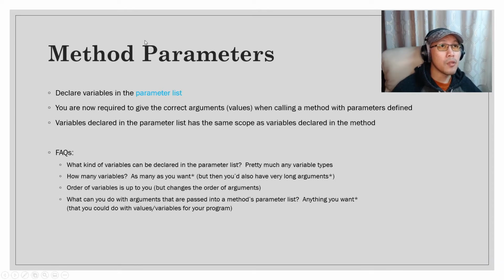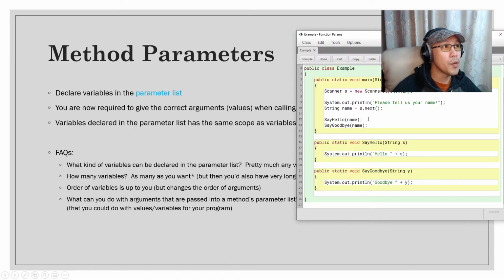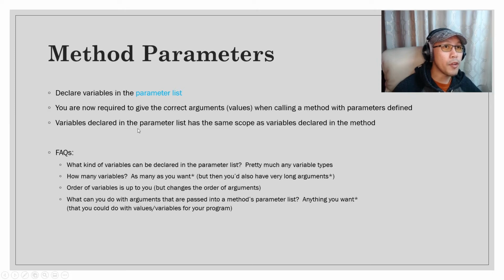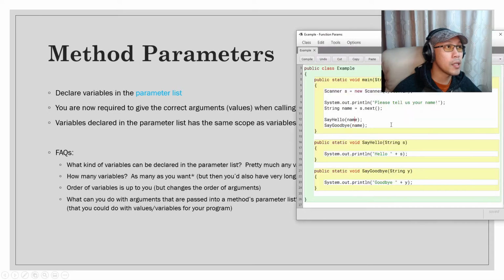But the idea is, with method parameters, you want to declare variables in the parameter list. The moment that you put a variable declaration inside a parameter list, you are required to give the correct number of arguments, in other words, values, when calling the method. Now, variables declared in the parameter list actually have the same scope as variables declared in the method. I've shown you what that means, as in s in here, String s, is available for hello plus s, and String y is available for goodbye plus y.